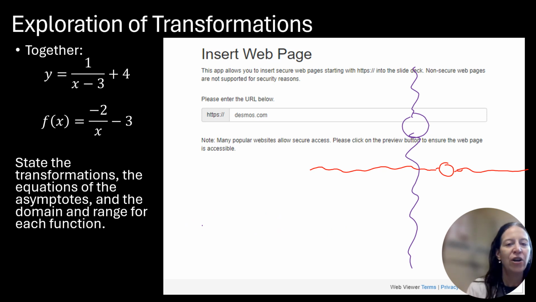So transformations: right 3, up 4. Location of the asymptotes: x is equal to 3 and y is equal to 4. And the domain is x does not equal 3 and the range is y does not equal 4. Why? Because there's an asymptote there instead. There's no graph there, there's an asymptote there.